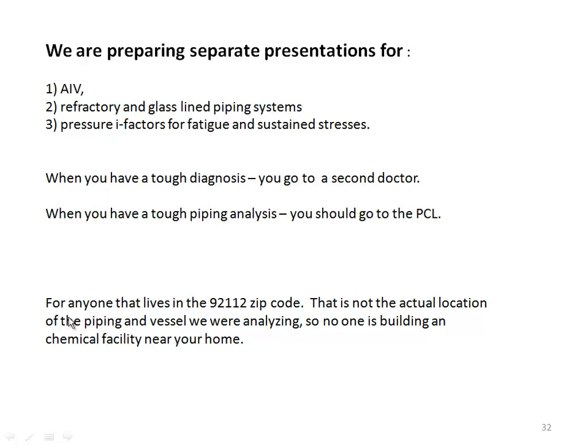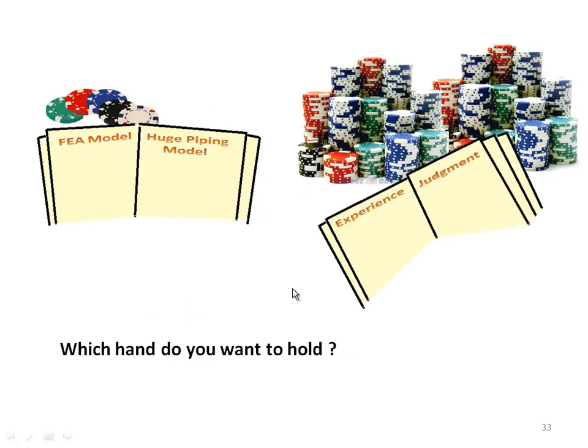As an aside, for anyone that lives in the 92112 zip code, that's not an actual location for the piping and vessel we were analyzing, so no one is building a chemical facility near your home.